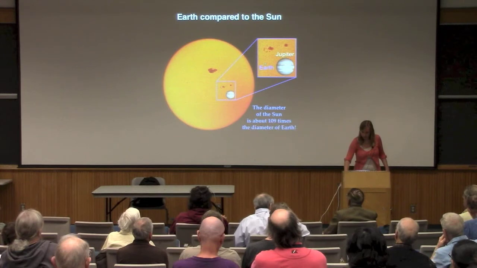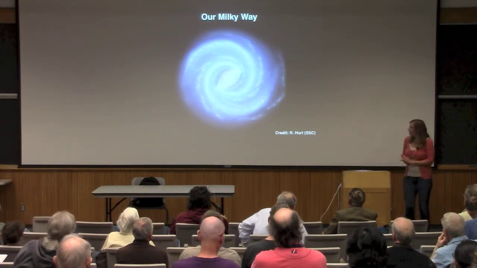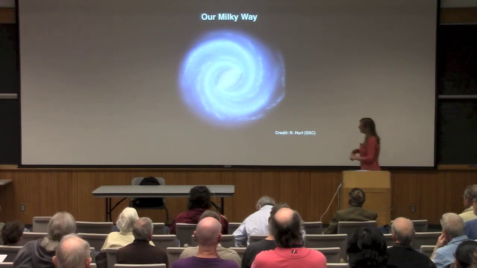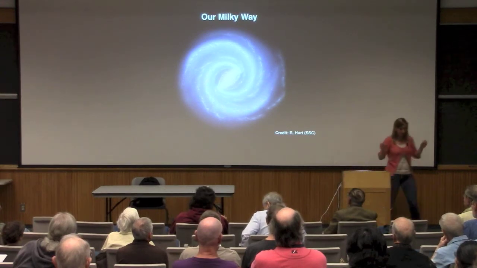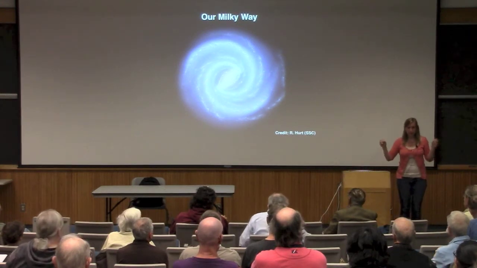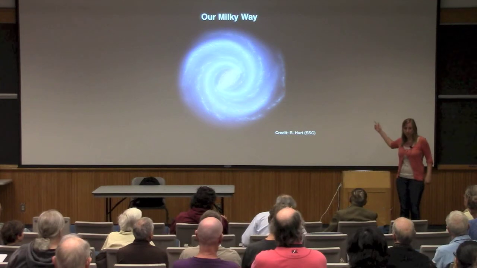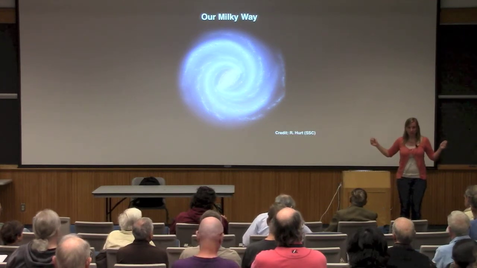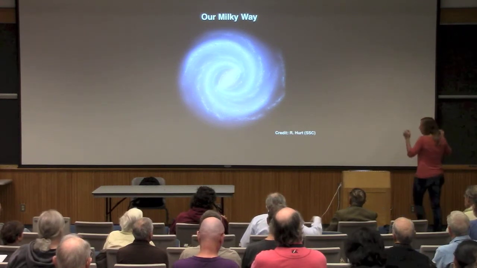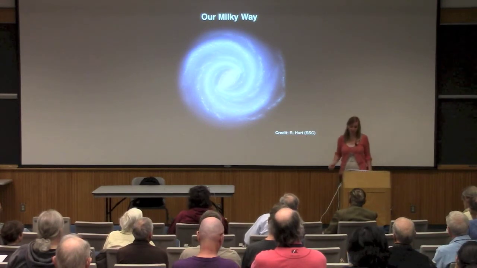Here you see our Milky Way. Our Sun, or our solar system, is somewhere at the outskirts of our Milky Way. You can compare it like this: the Sun compared to the Milky Way is the same as a football on Earth compared to the Sun, and we saw how big the Sun is. So the Milky Way is huge. The Milky Way has hundreds of billions of stars in it.